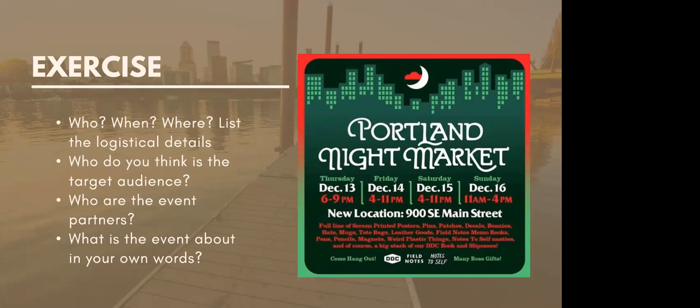For me, this market is pretty clear in that it has a bunch of pins, patches, decals, tote bags, all of these goods that it's going to be either selling or has there. It says, come hang out, so it seems pretty casual, many boss gifts. It really fits the bill of a market. So I think it's a pretty straightforward flyer that really highlighted the dates and times, especially with different days and different times, and the location. And then it just kept it nice and simple, but clean with that pretty city skyline and then the moon. So really well done job to the Portland Night Market team.